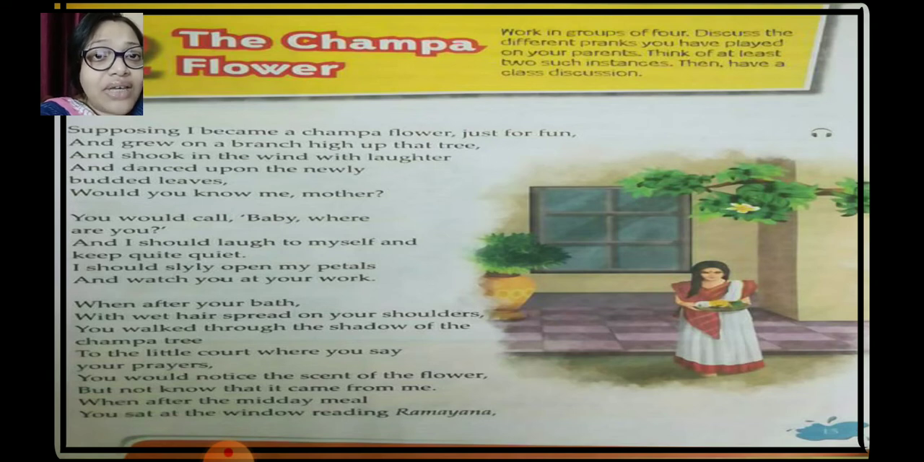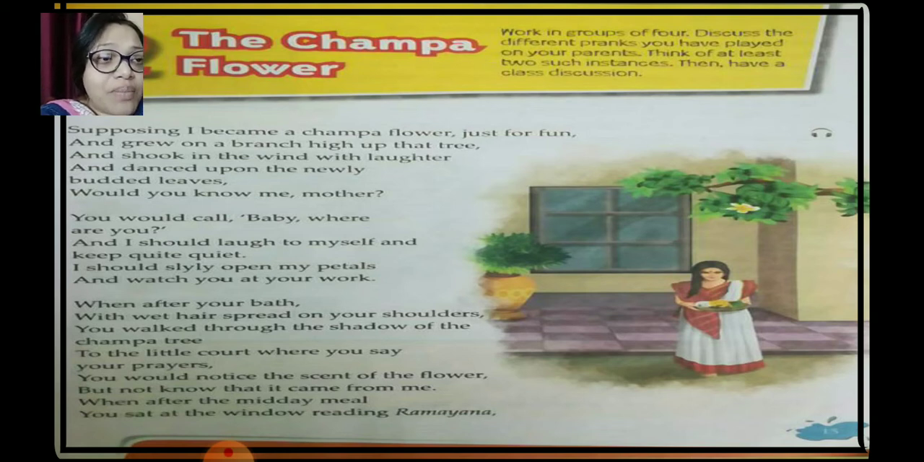And he would shyly open the petals and watch his mother working throughout the day. So being the flower, he will keep a watch on his mother, and will see what work the mother does throughout the day. So this poem shows the bonding between the little child and his mother. The immense love which a child has for the mother is shown by this poem by the poet. This is being portrayed.